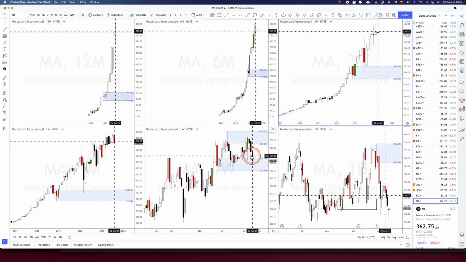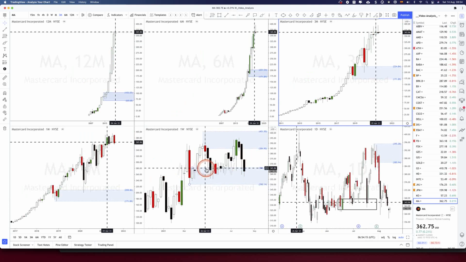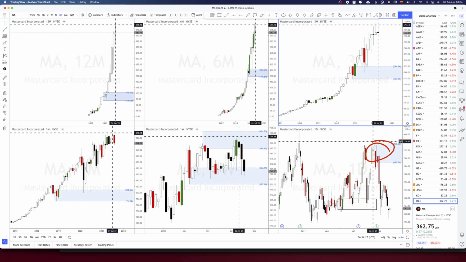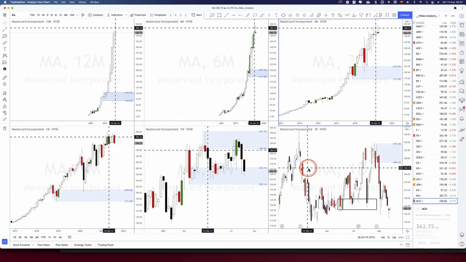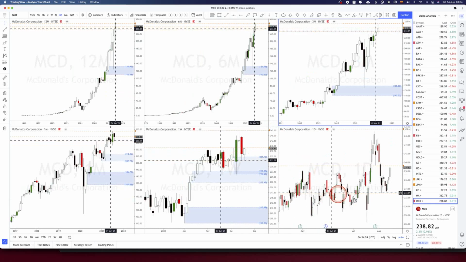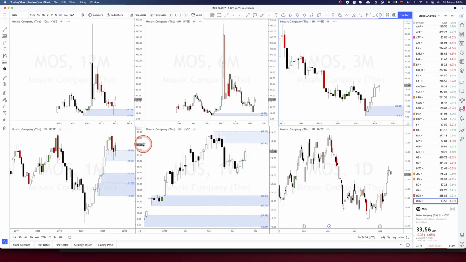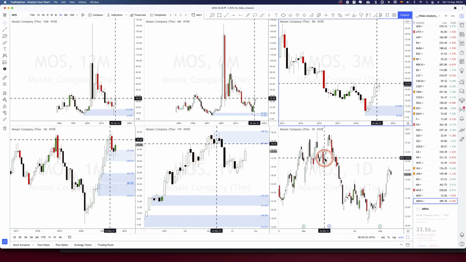MasterCard weakly tested a used-up area of demand on the weekly, waiting for new strong levels of demand, but instead we are having new levels of supply being created, doing nothing. On McDonald's, weekly demand took control, long bias after breaking all-time highs. Mosaic, weekly out of alignment, monthly demand in control, longs on new levels of demand.